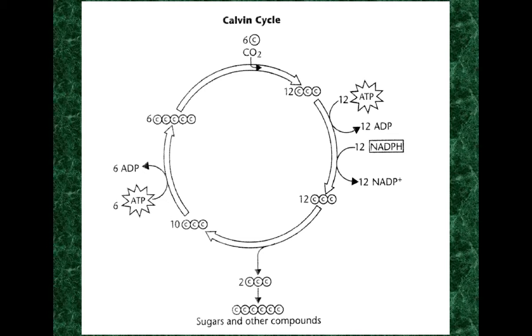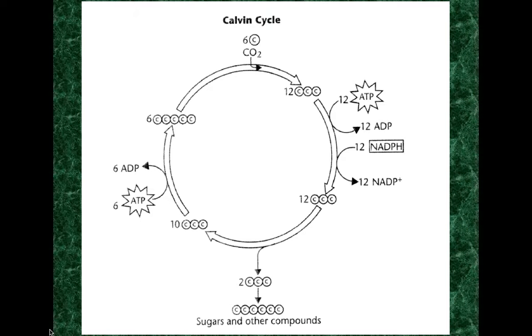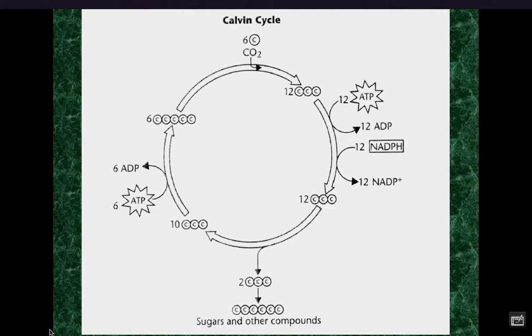ATP and NADPH are both produced by the light-dependent reactions of photosynthesis. The Calvin cycle uses energy, and ATP and NADPH to produce high-energy sugars. So we're going to circle the places where ATP and NADPH are used. Then we're going to draw an X over the 6-carbon high-energy sugar produced by the Calvin cycle.